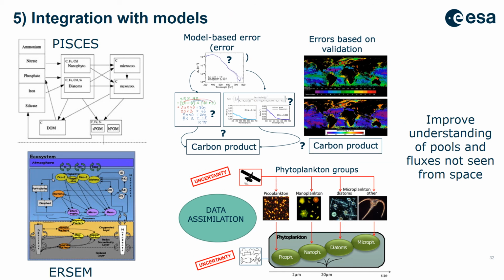And we can also link our satellite observations with models. So as we showed in that slide a bit earlier on, there are many pools and fluxes of carbon that we can't see from space. One thing we can do is develop mathematical models of our ocean that look at these pools and fluxes, and we can drive them, we can assimilate data into them in order to improve our understanding of the fluxes and the pools we can't see from satellites.